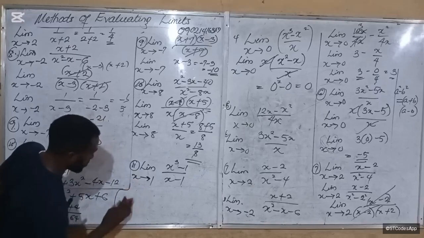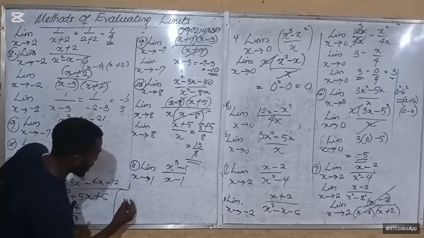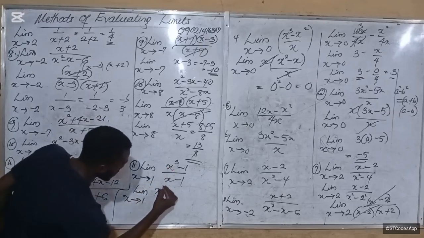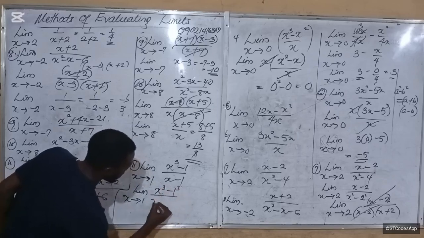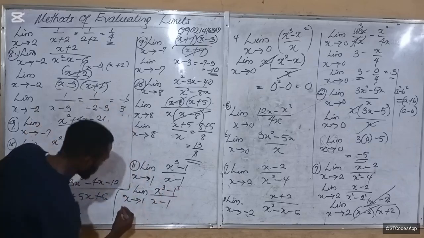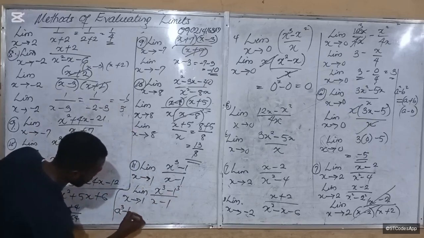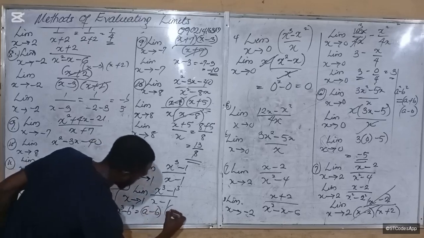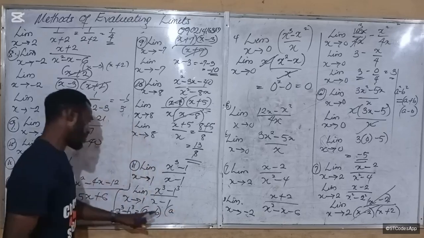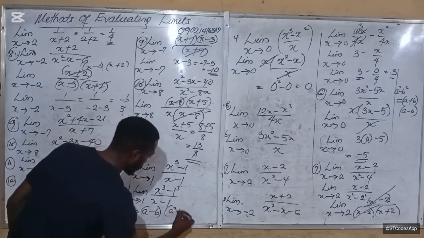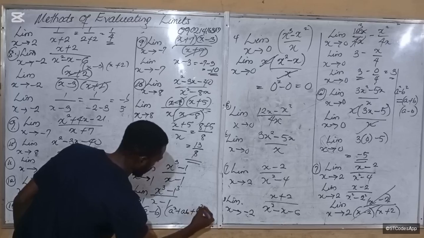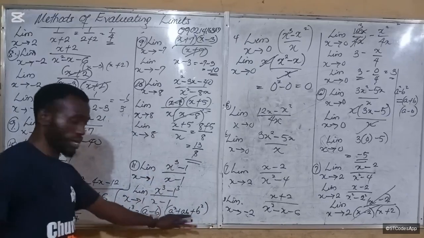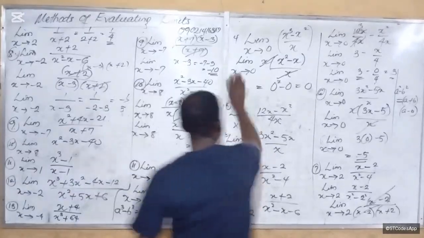polynomial identity, that I can turn this into limit as x approaches 1 of x cubed minus 1 cubed over x minus 1. So remember this identity, that a cubed minus b cubed is equal to a minus b, into bracket a squared plus ab plus b squared. Okay, so our expression looks like this.